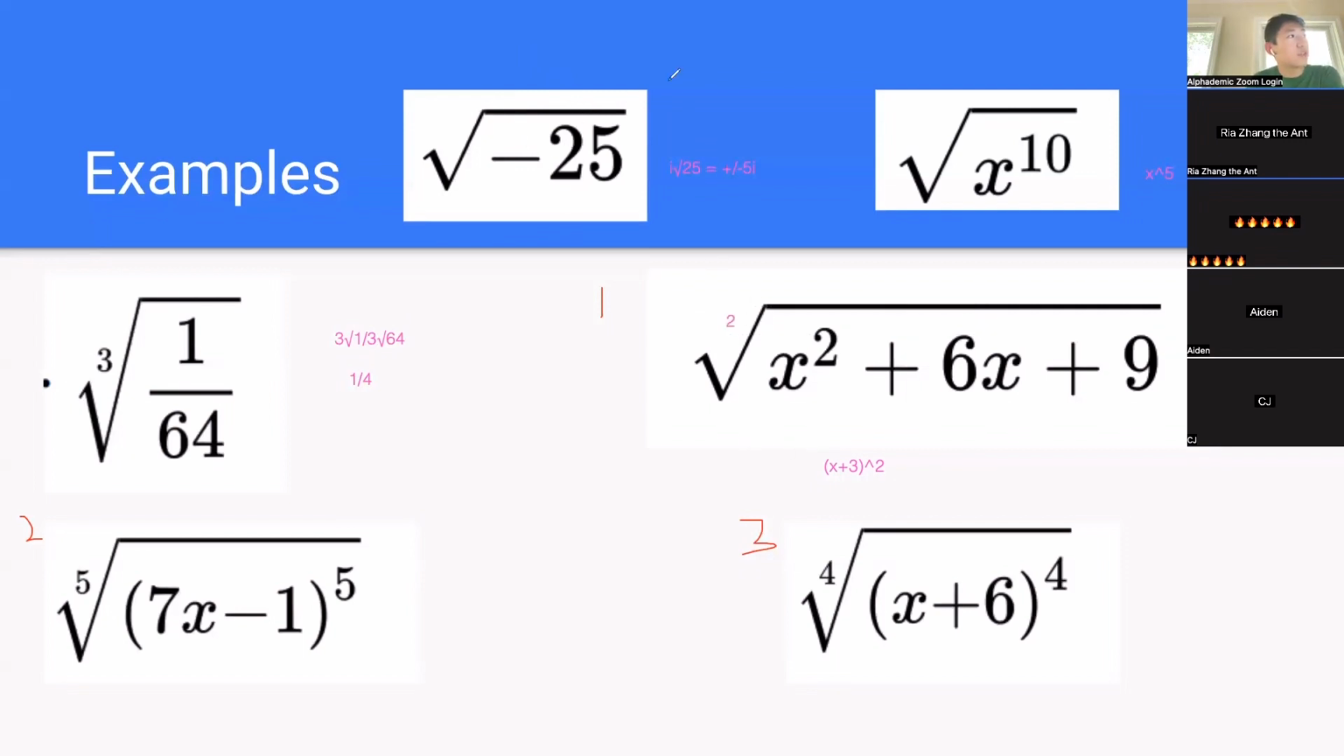So what can we do? We can just cancel these out, and then we are left with the absolute value of x plus 3 as our answer. The same goes for these two answers as well. Since these are the same, you can cancel it out, and you just get the absolute value of x plus 6. For this one, though, you have to be careful. Since it is an odd power, you just have 7x minus 1. No absolute value needed for this one.